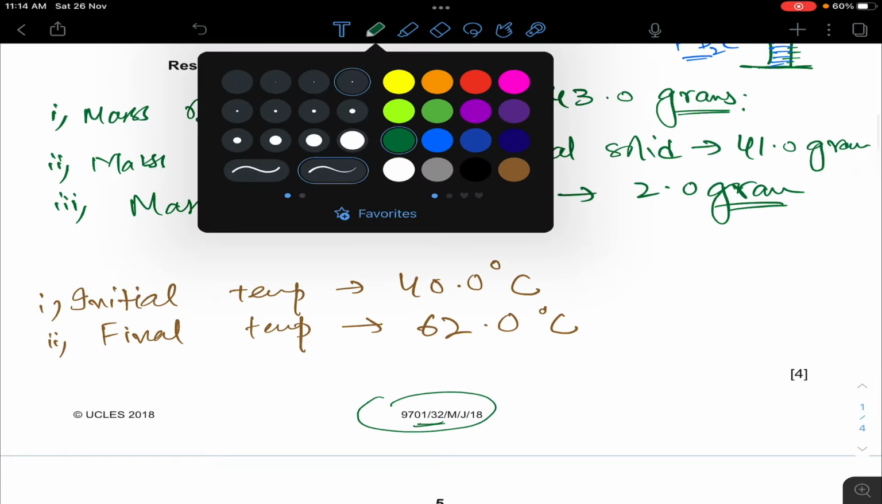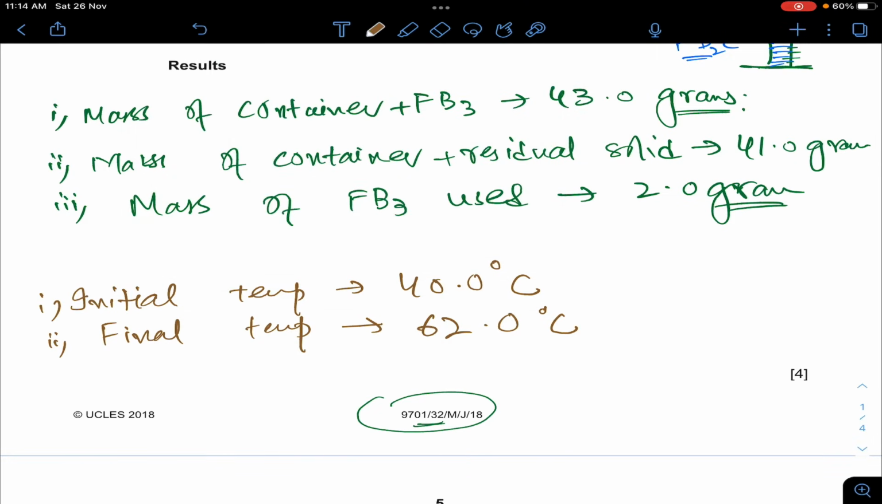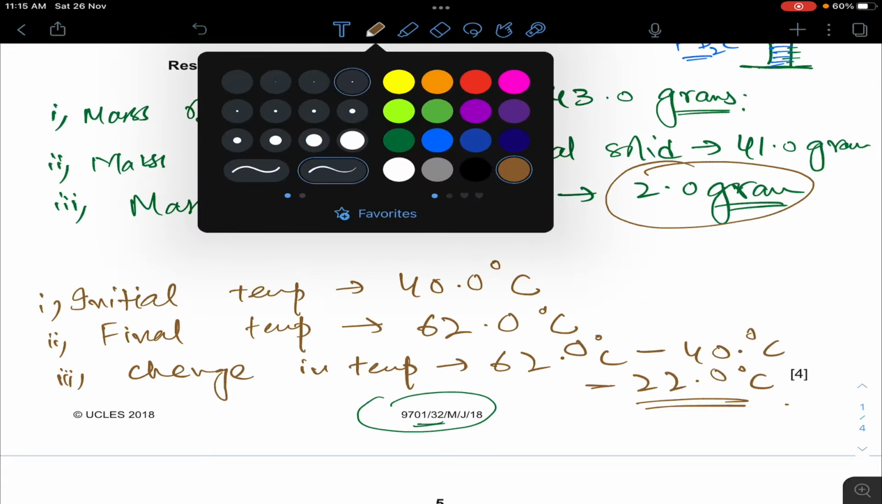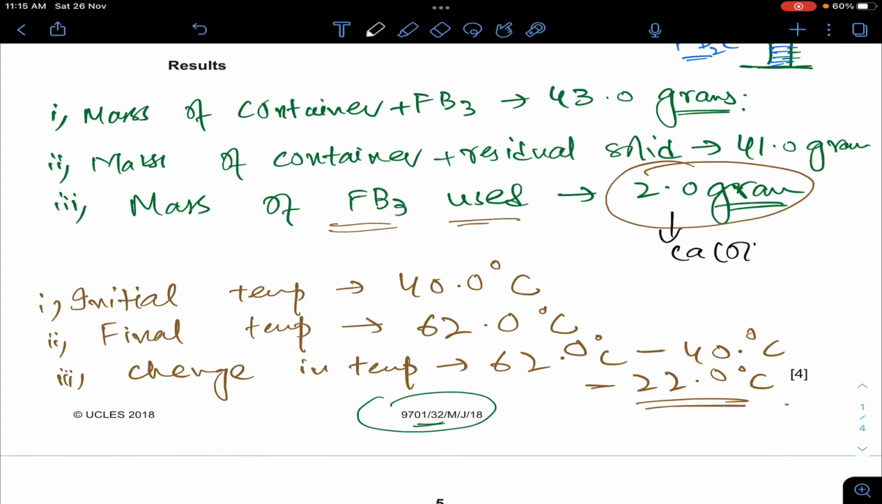And now let's calculate the change in temperature, because we have the final and initial temperature. So the change in temperature would be equal to 62.0 degree minus 40.0 degree. So this is 22.0 degree centigrade. So we have all the 6 readings that we need. Now we have the mass of FB3 used. FB3 is calcium hydroxide. So when we have added 2 grams of calcium hydroxide, the change in temperature is 22 degrees centigrade. So this is an exothermic reaction.